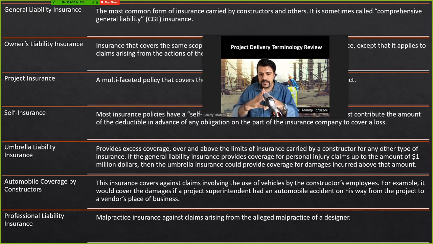Professional liability is malpractice insurance against claims. That's very important for infrastructure projects, because if you make a mistake, even unintentionally, of course it is unintentional, you may have to pay millions or sometimes billions of dollars. So you want to protect yourself against those liabilities. That's why you, as an engineer or a designer or an architect, would buy professional liability insurance. And also the constructor could buy it.